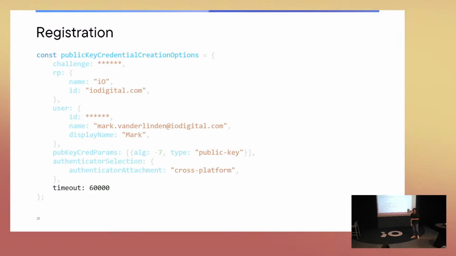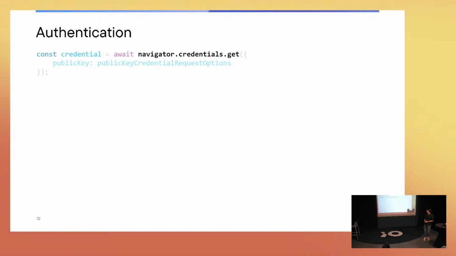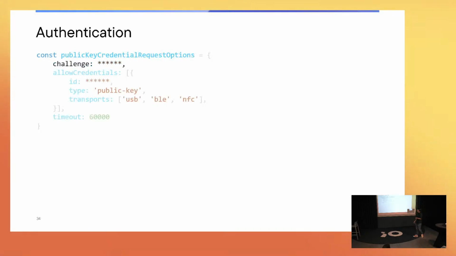And then, of course, the timeout. That's how long you want to give the user to perform this whole ceremony. Now, for the authentication, so for actually logging in the user, you can call navigator.credentials.get. And again, you can provide some options. Again, the challenge and the allow credentials, which is useful for when the server returns what authenticators have been registered for this account. And then you can easily prompt the user for the right authenticator and make it a step less in that instance. And again, of course, the timeout.